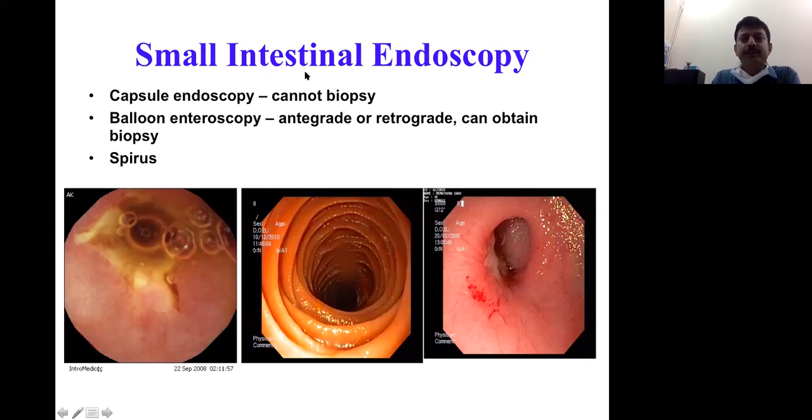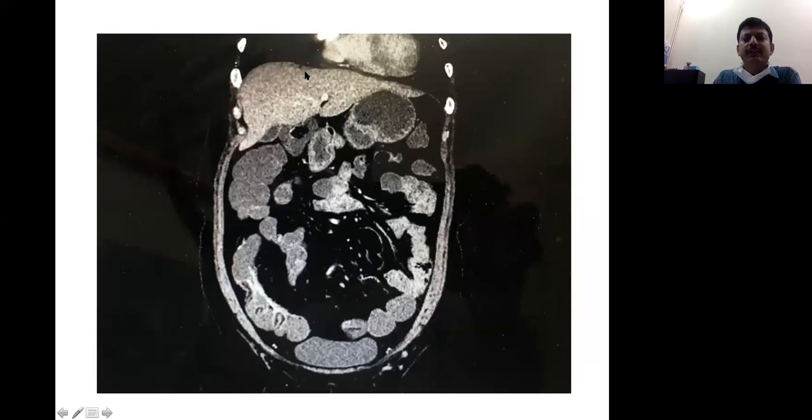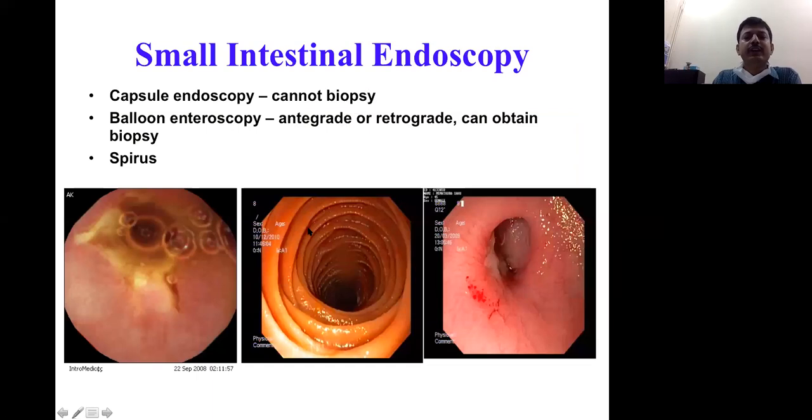Supposing on a CT the lesion is closer to the ileocecal valve, you go through the colonic route, what we call retrograde enteroscopy. If the lesion is near the DJ flexure, we go through the anterograde route. So enteroscopy's role is that once you have picked up a lesion on CT and you want to take a tissue diagnosis, then you go with enteroscopy. And depending on which part of the GI tract is involved, you can go antegrade or retrograde.